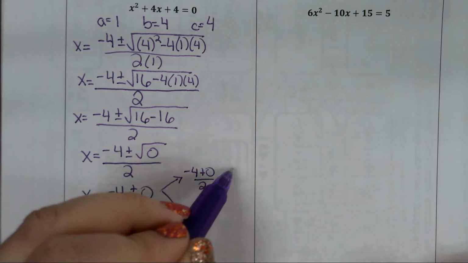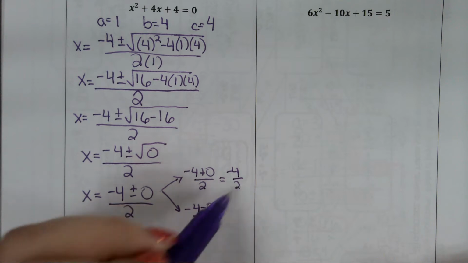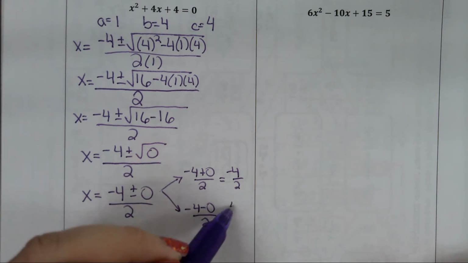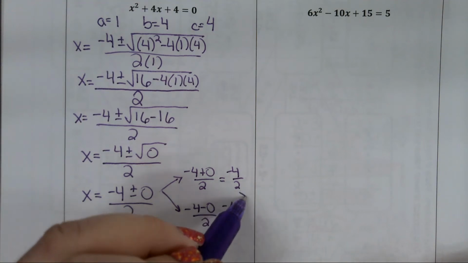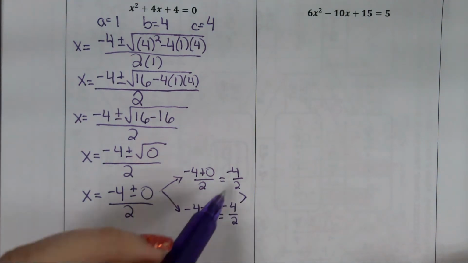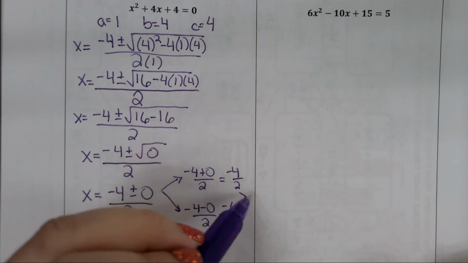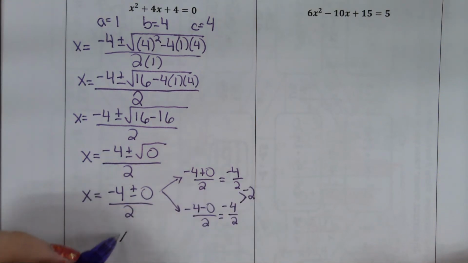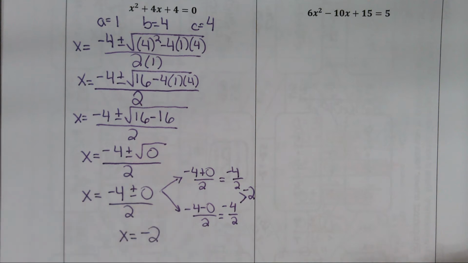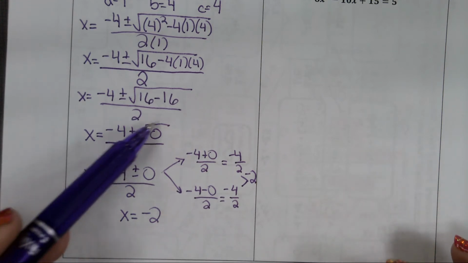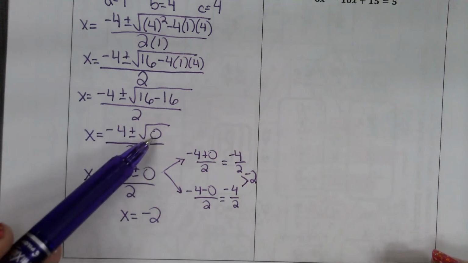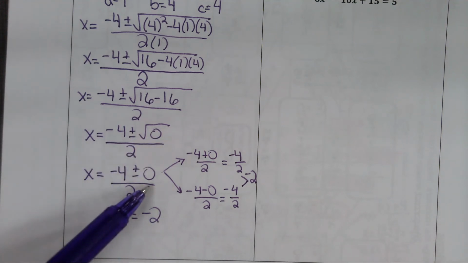Adding 0 still gives me negative 4 on top. Subtracting 0 still gives me negative 4 on the top. Either way I go about it, I simplify down to negative 4 divided by 2, which is negative 2. So it's a special case because I got the same answer twice. When we have 0 as what we call the discriminant, the number under the radical, then I get only one solution.